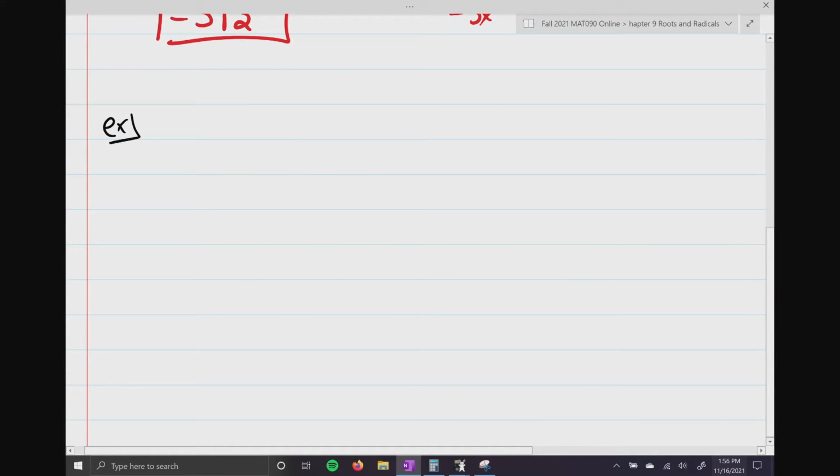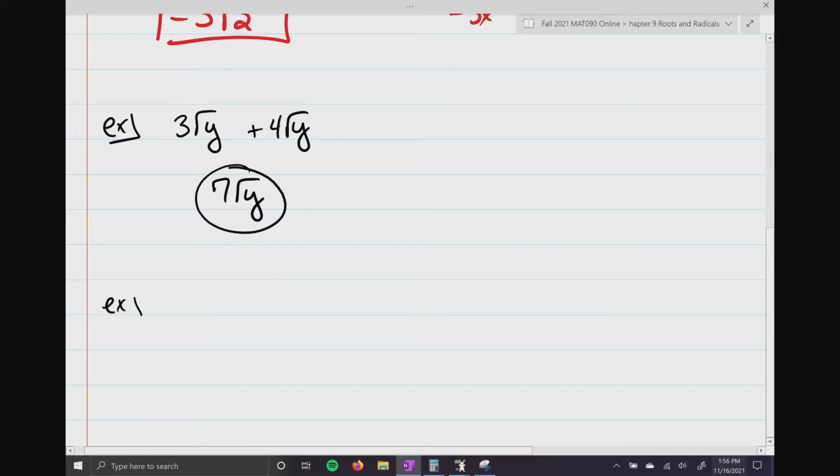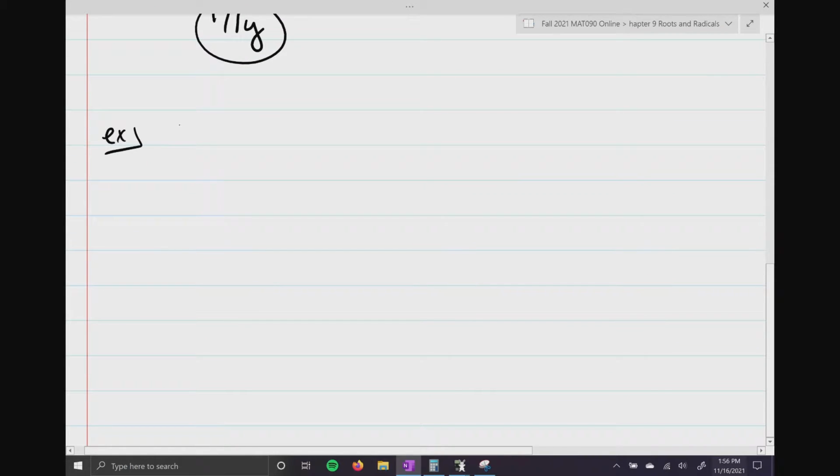Let's go ahead, let's do another easy one like this, and then we'll get into the more difficult ones. How about 3 square root of y plus 4 square root of y? Notice that the square root of y's are the same, so 3 plus 4 is 7 square root of y. All right? It doesn't matter if you have 2 or 10. I don't care. The process is still the same.